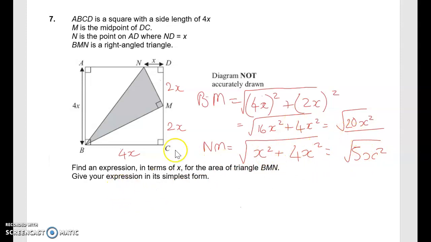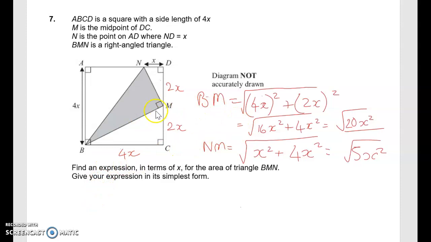Okay, so that's good. Now we've got to work out the area of this shaded triangle. So we need to do the base times the height and then half it. So if you want to have a go at doing that. Okay then, so let's have a go at doing that together.